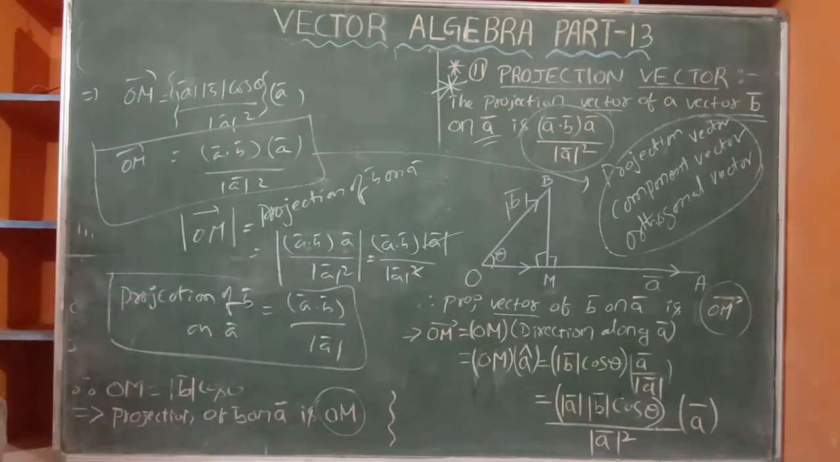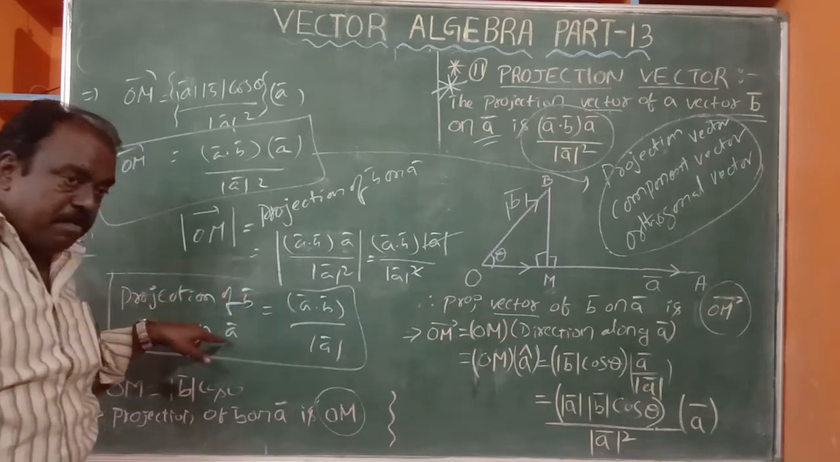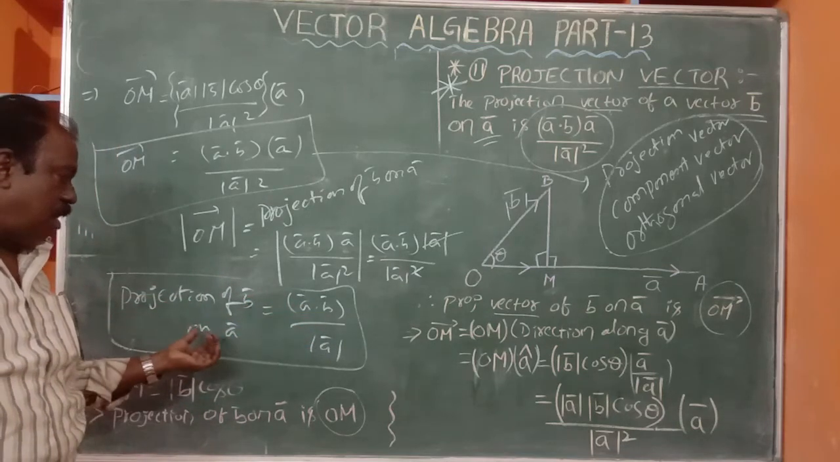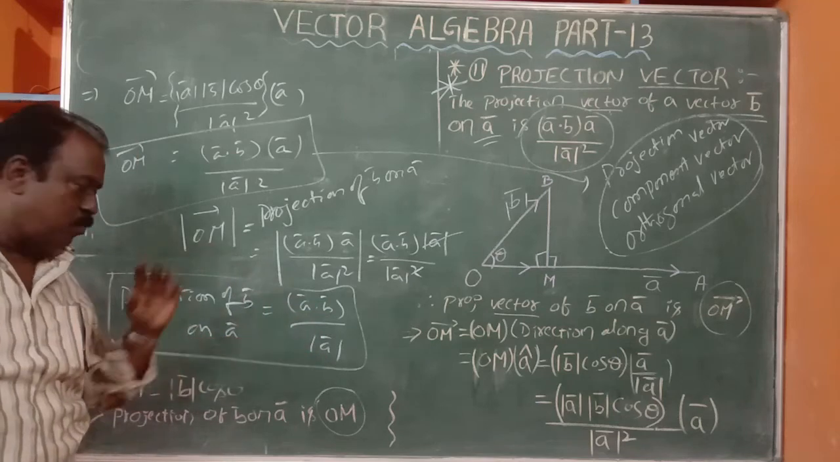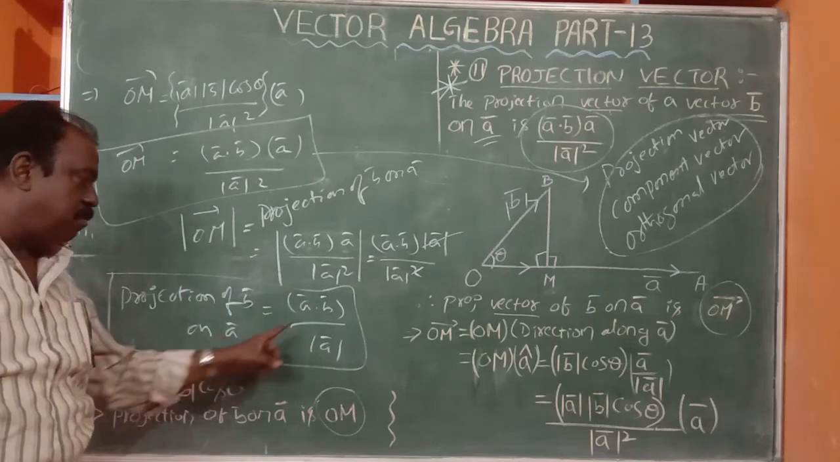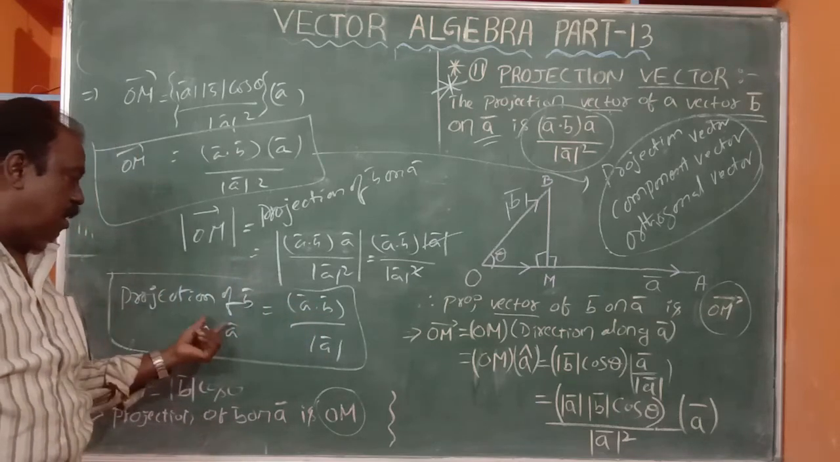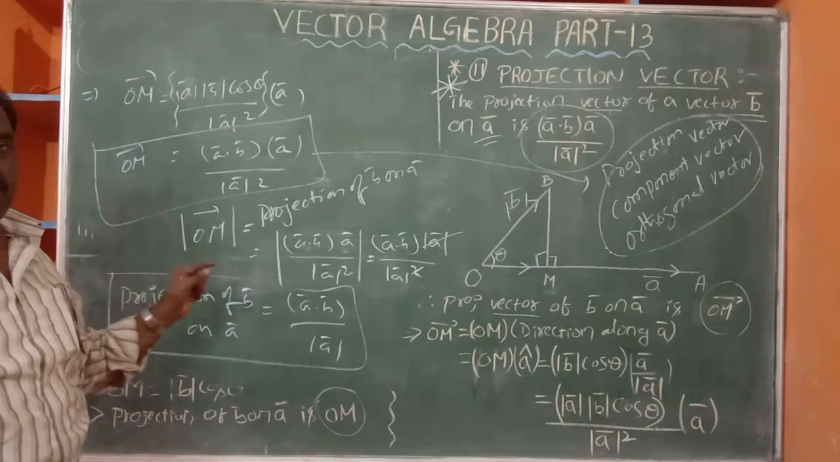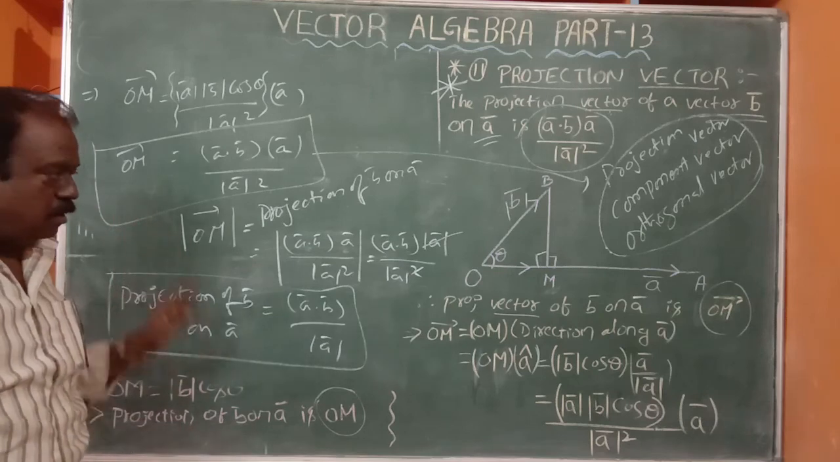Okay, now suppose projection of A bar on B bar means A bar dot B bar by modulus of B bar. Similarly, X bar on Y bar, or Y bar on alpha bar, divided by the modulus of the vector projected on, like this. The very important concept. Okay, now please. Okay.